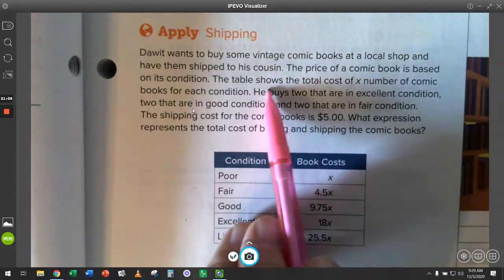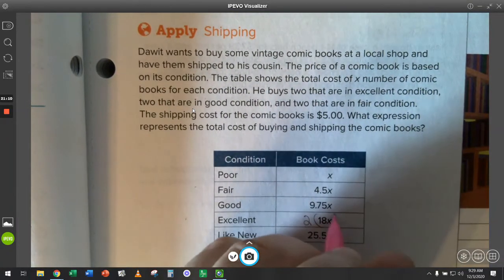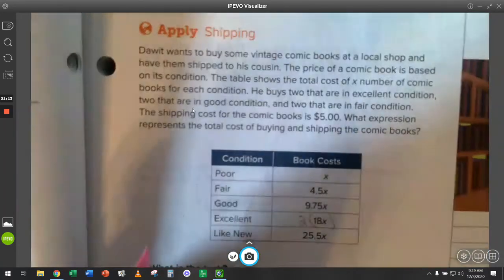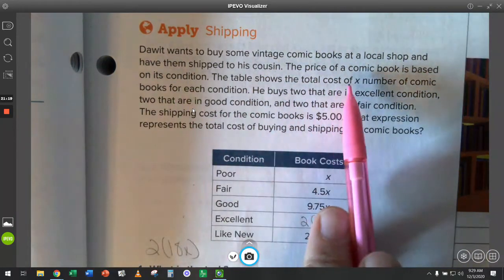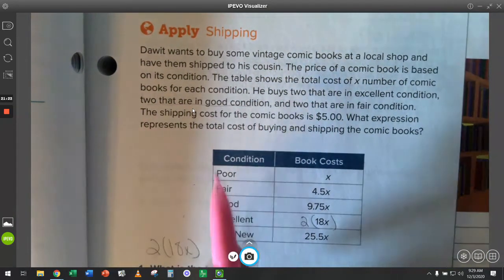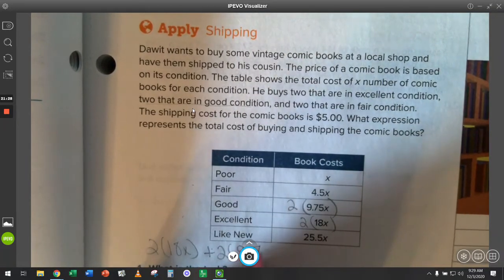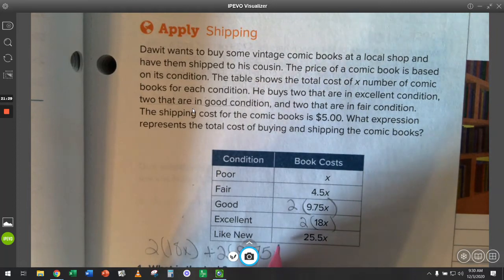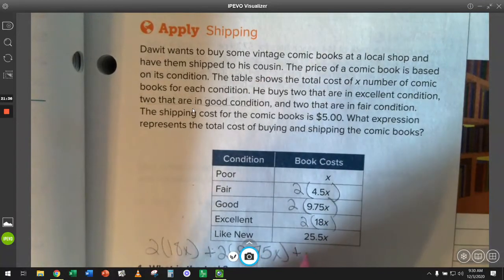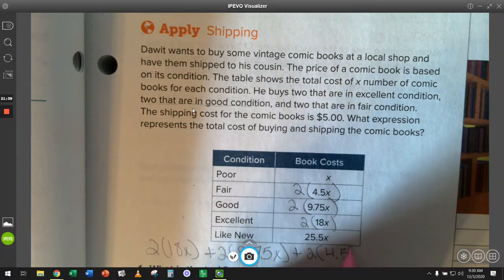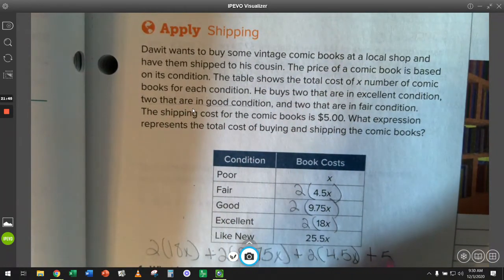So what we would do here is we would go back. 2 in excellent condition. So we're going to have 2 times 18x. Okay, then we would move on. 2 that are in good condition plus 2 times 9.75x, and 2 that are in fair condition plus 2 times 4.5x. Then we need to add on $5.